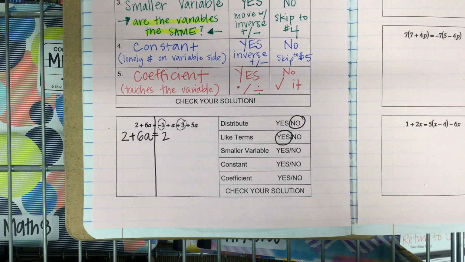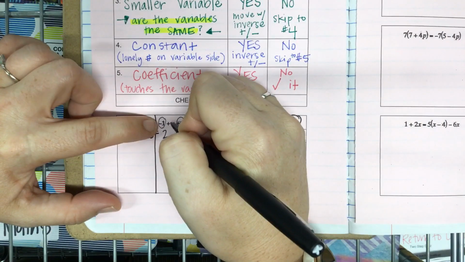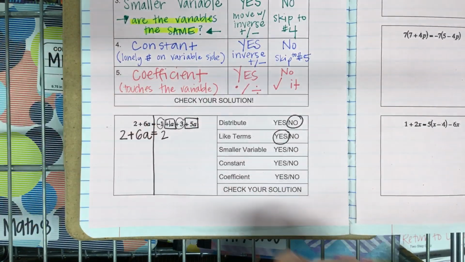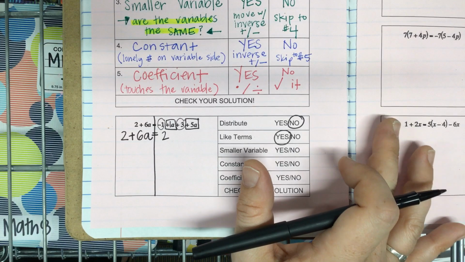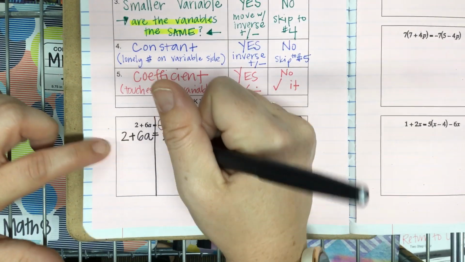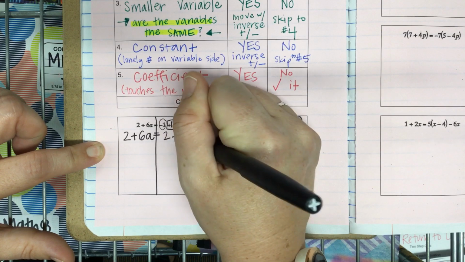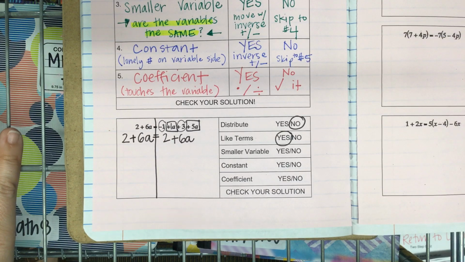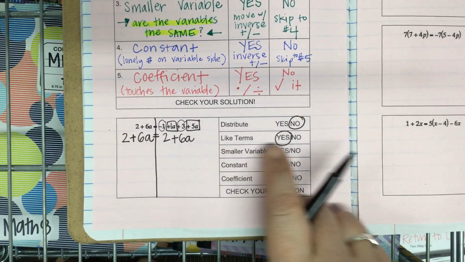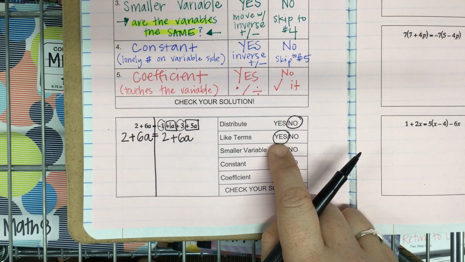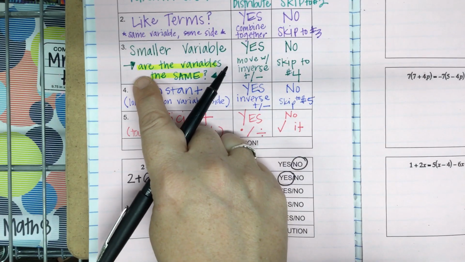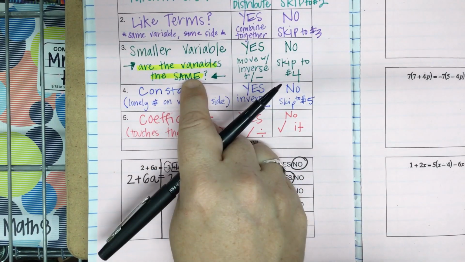All right, and then we have 1a plus 5a. What's 1a plus 5a? 6a, and it's positive, so I'm going to put plus 6a. So, no, there were not parentheses, so I did not need to distribute. Yes, there were like terms, so I combined them. Step 3, is there a smaller variable? No. But the new question, are the variables the same? Yes, the variables are the same. That makes it 0. So I'm going to move with inverse operations.